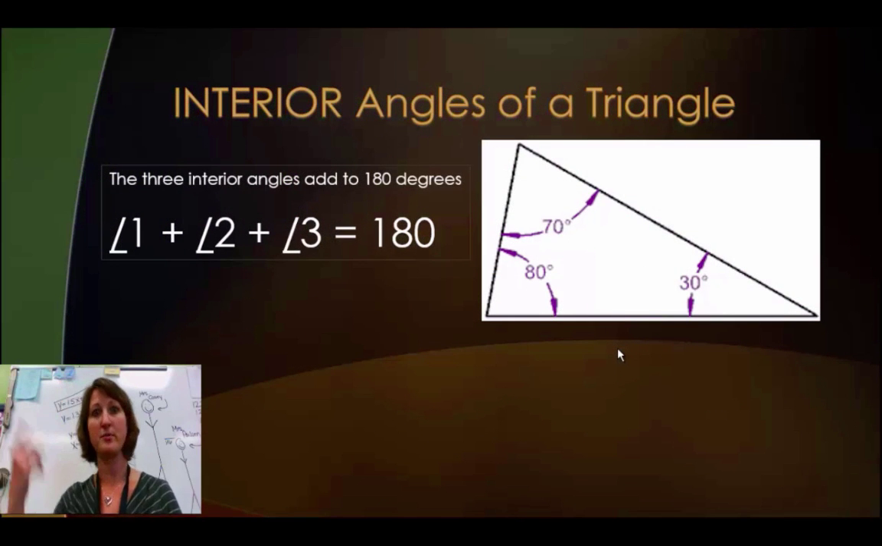Alright, so the first theorem, or the first idea that we're going to talk about, is something we talked about much earlier in the year. The interior angles of a triangle. All three angles inside a triangle will add up to 180 degrees all the time.